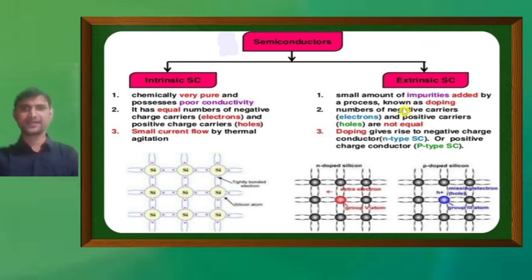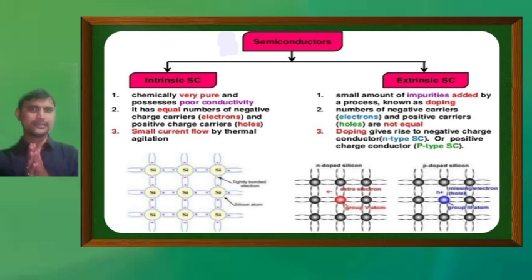Now extrinsic semiconductor. Extrinsic semiconductors actually show two types of semiconductivity, N type and P type. A small amount of impurity is added by a process known as doping, and the numbers of negative carriers, electrons, and positive carriers, holes, are not equal. The doping gives a negative charge conductor, that is N type conductivity, or a positive charge conductor, that is P type conductivity.